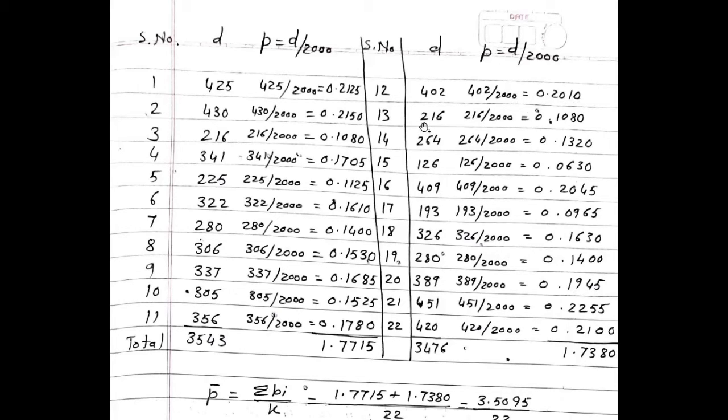13th sample, D value is 216. So P value is 216 divided by 2000, which can be considered as 0.1080. 14th sample, D is 264. So P value 264 divided by 2000 is equal to 0.1320. 15th sample, D value is 126. So P value can be calculated as 126 divided by 2000 is equal to 0.0630.